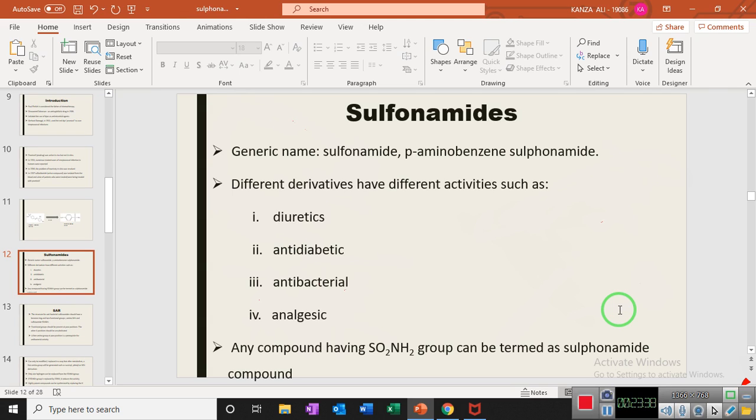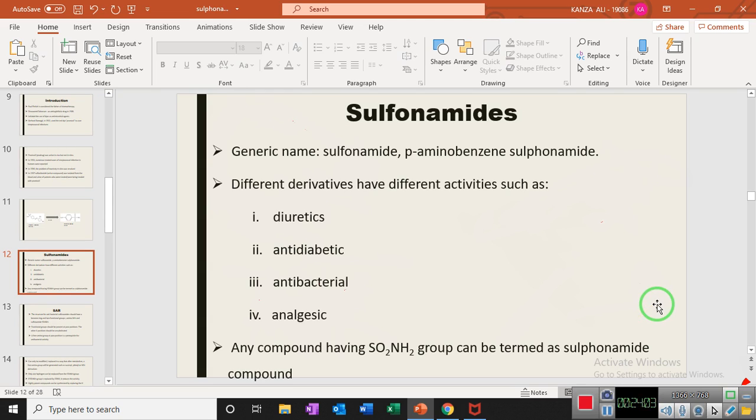In our lectures, we are using the compounds which have antibacterial activity. It means here we are not considering the diuretic or the antidiabetic compounds, but the compounds which have antibacterial activity. That will be discussed in detail.